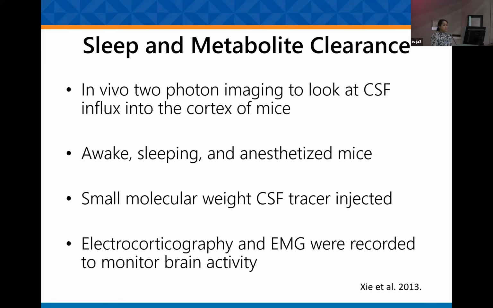So this is a very similar paper that I'm going to go over next. This also came out of Nedergaard's lab and was written by Xie and other people in the lab. Basically, they looked at mouse models to track fluid flow. They used in vivo two-photon imaging to look at CSF influx into the cortex of mice. They looked at awake, asleep, and anesthetized mice, and used small molecular weight CSF tracers that were injected into the cisterna magna. Electrocorticography and EMG were recorded to monitor brain activity.